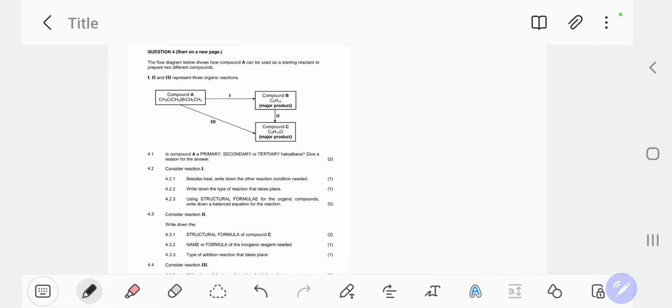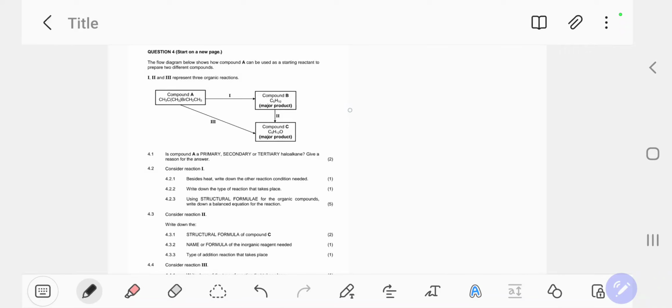So the question says the flow diagram below shows how compound A can be used as a starting reactant to prepare two different compounds. Those two different compounds are going to be compound B and also compound C. We are going to produce the two compounds from compound A, and it's very important that we study compound A. So, guys, we need to draw compound A to understand what type of compound it is, which homologous series it is from, and its functional groups.